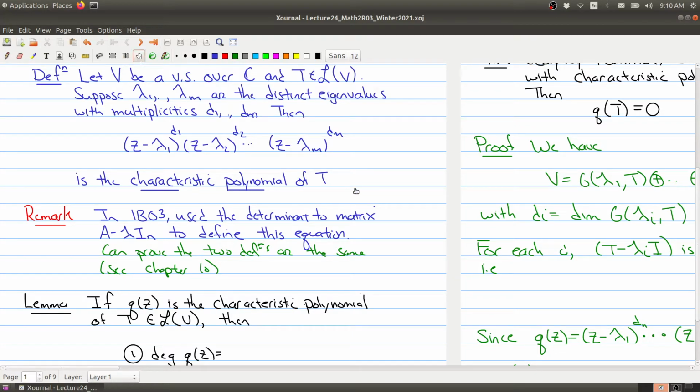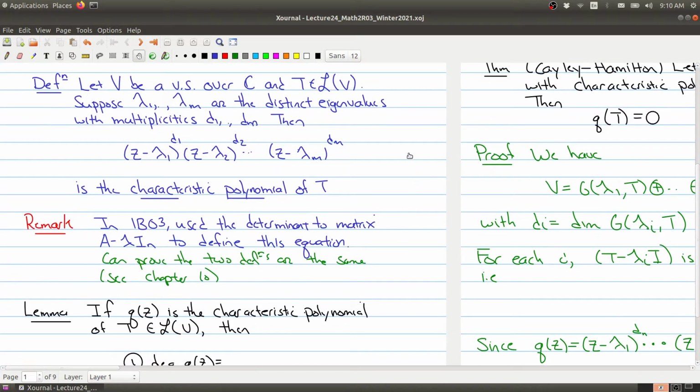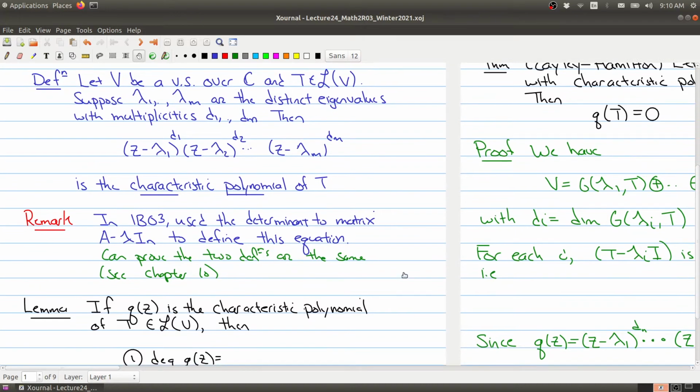Just so you know, these two definitions are the same, so if you're ever trying to get your hands on an actual characteristic polynomial, you can use the approach of Math 1B03.